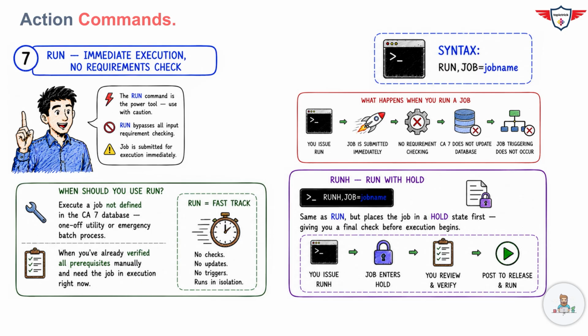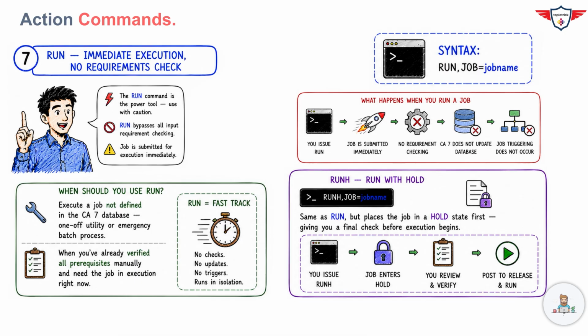You can also use run command when you have already verified all the prerequisites manually and need the job in execution right now without waiting for CA7 requirement evaluation. You can also use the RUNH command that does the same, but it will place the job in hold state first so that you can do a final check before execution begins.